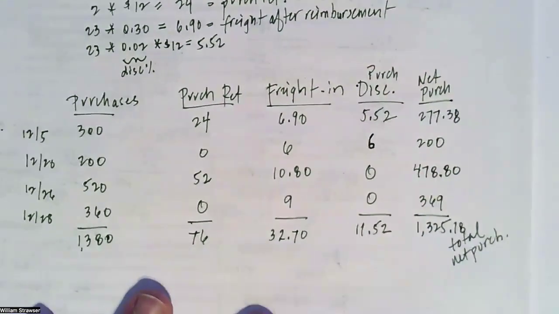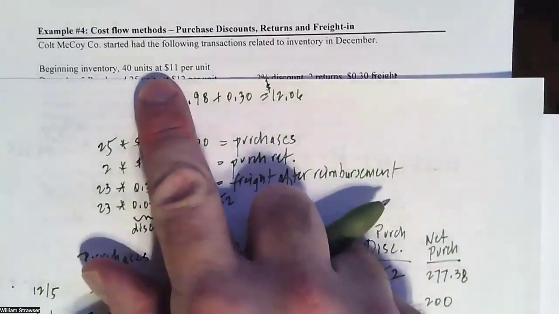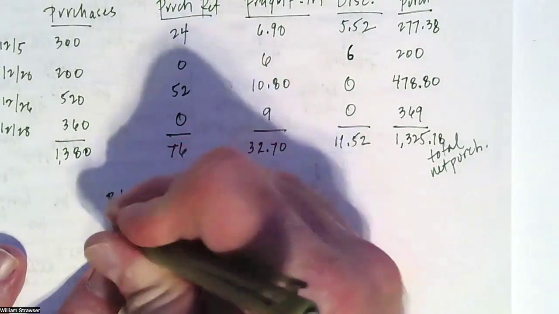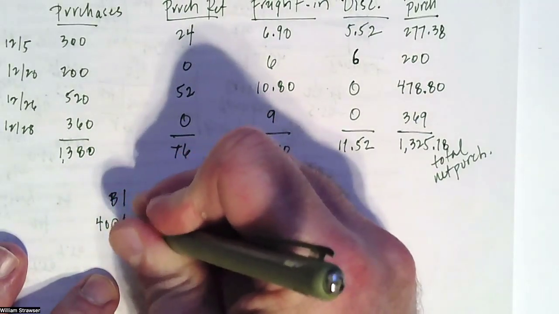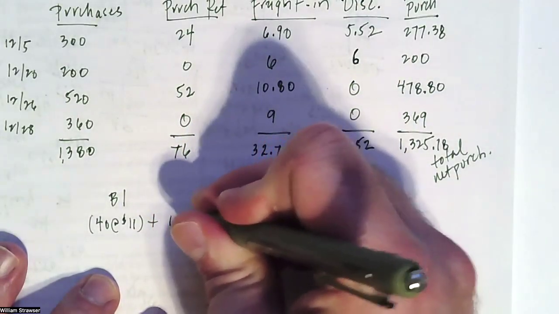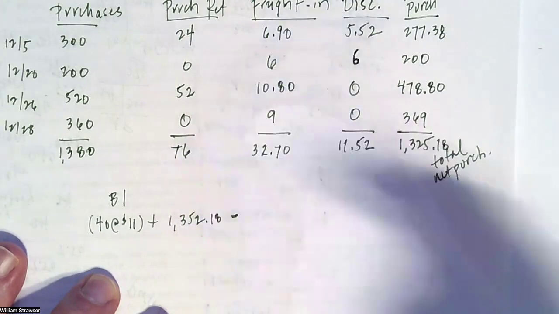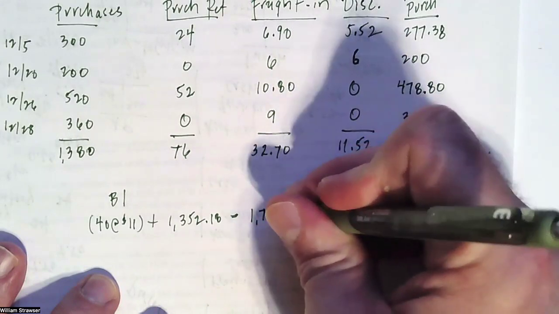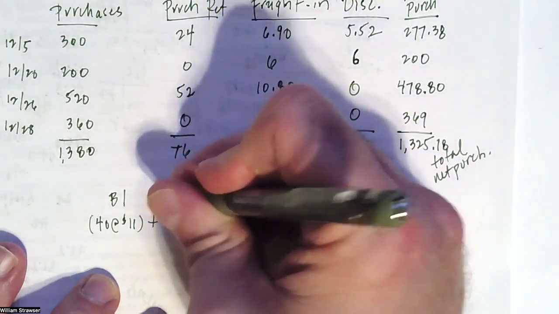And then something that really is nice from that is that we can determine goods available for sale because we have a beginning inventory of 40 units at $11 per unit. So if I take my beginning inventory, which is 40 units at 11, and then add my net purchases for everything during the period, $1,352.18, I get $1,765.18. This is my goods available for sale, as these are my net purchases.